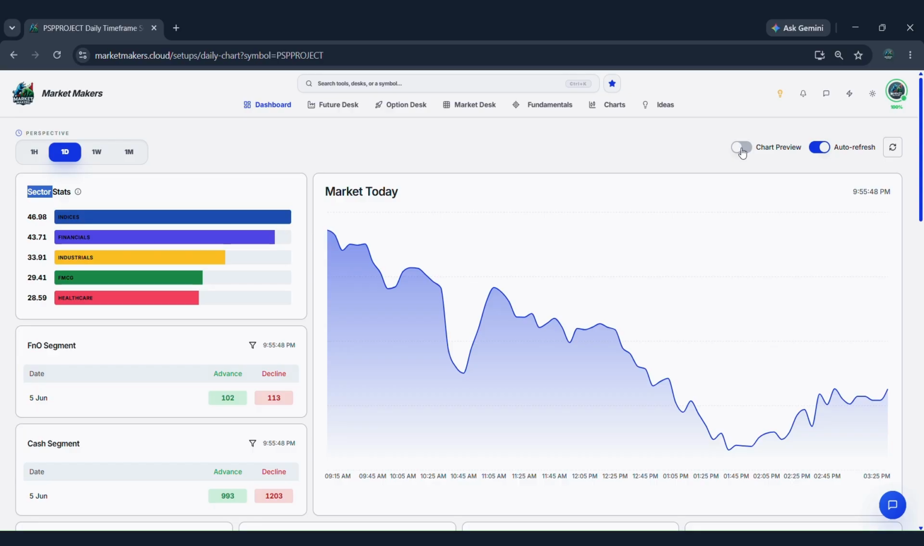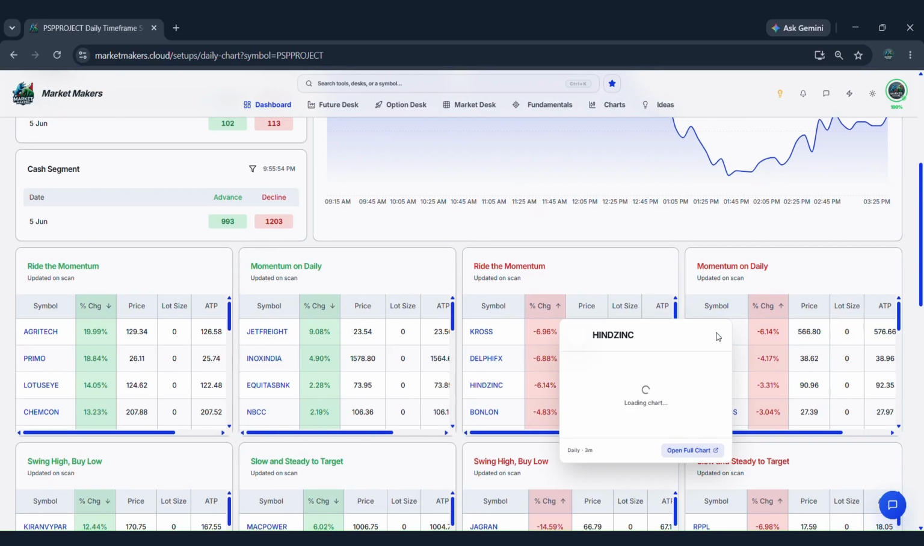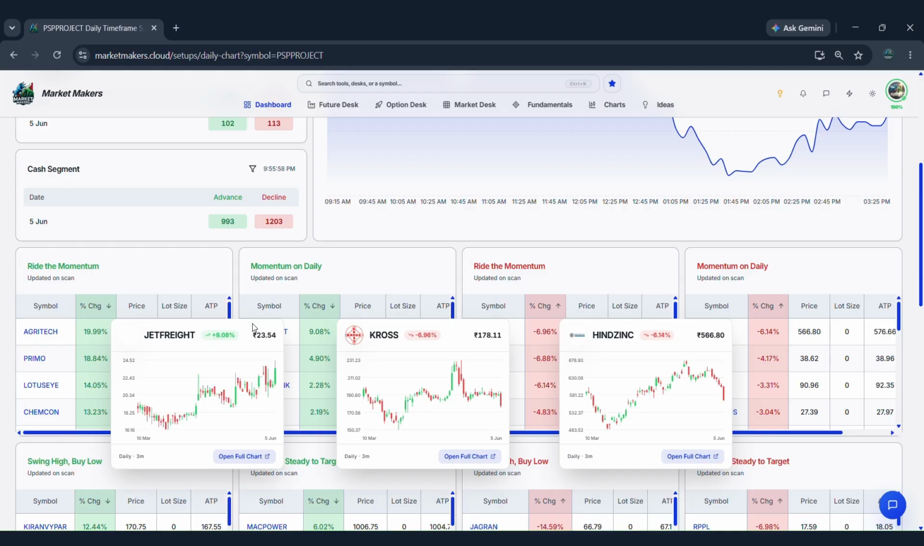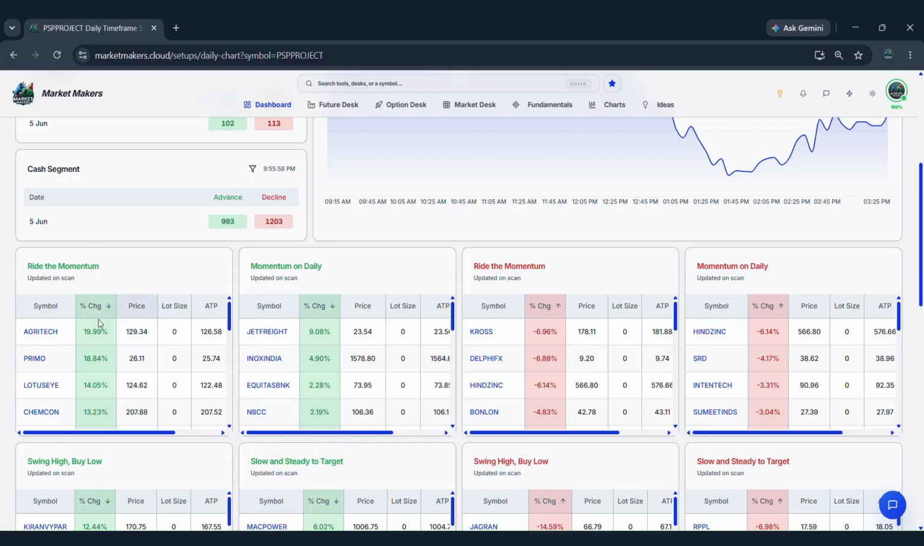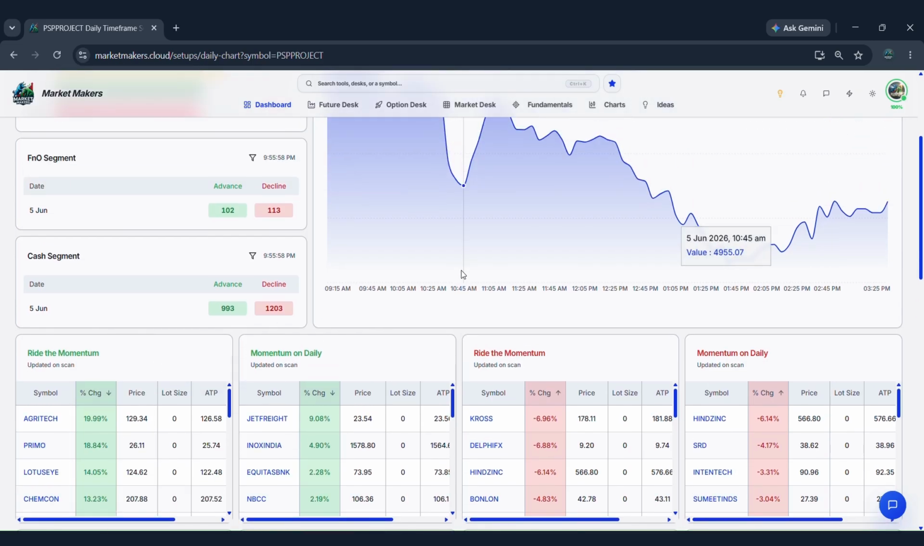Now, chart preview is extremely useful. Instead of opening every stock one by one, you can simply hover over any stock and instantly get a quick chart overview. This helps you immediately understand: is this stock even worth opening for detailed analysis? This alone can save traders hours every single day.